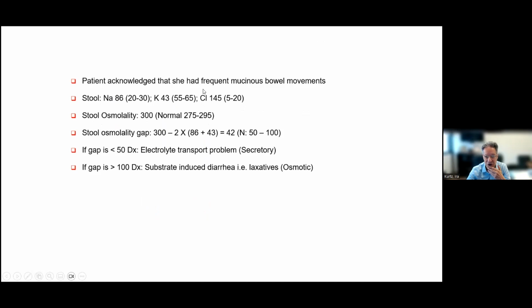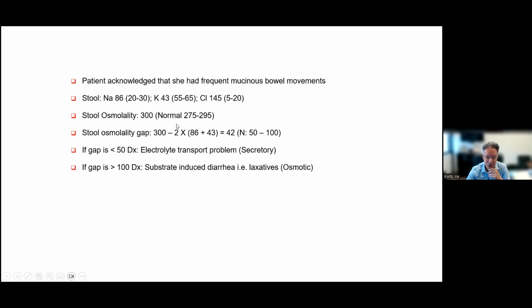So this patient acknowledged she had frequent mucinous bowel movements. The stool was measured. It had a sodium of 86. That's high. You should start getting used to stool electrolyte measurements too, because it's going to be important in some of the things you might see clinically, even though they're rare, but it's something that you should, as a fellow, try to master. So the sodium in this patient was 86. It's high. The potassium, a little bit low, and the chloride was very high in the stool.